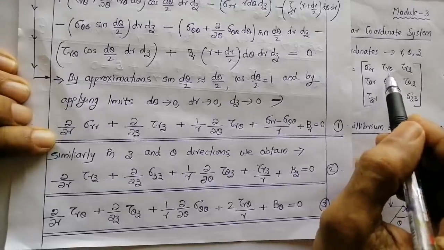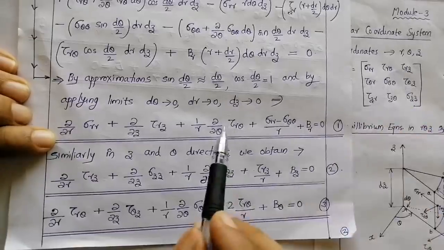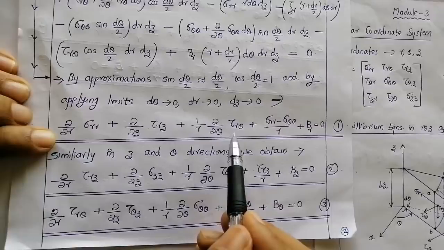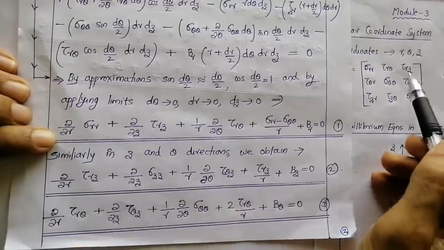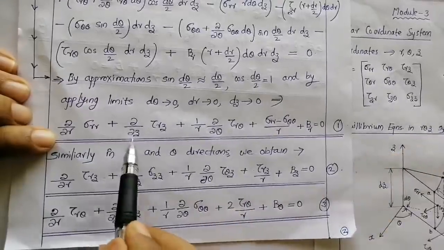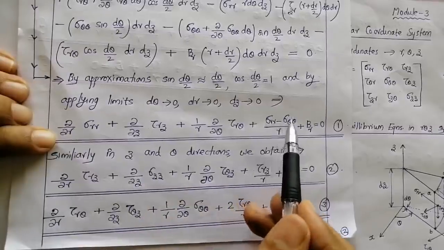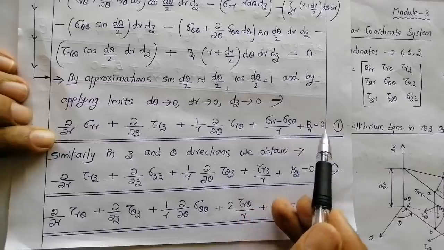Now, for tau r theta I am multiplying with a 1 by r. So, 1 by r dou by dou theta of tau r theta plus dou by dou z of tau r z. Now, the fourth term you have to memorize, sigma rr minus sigma theta theta by r equal to 0.